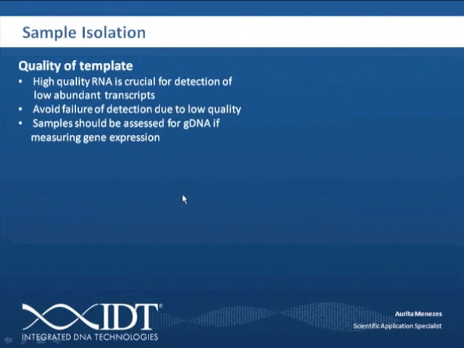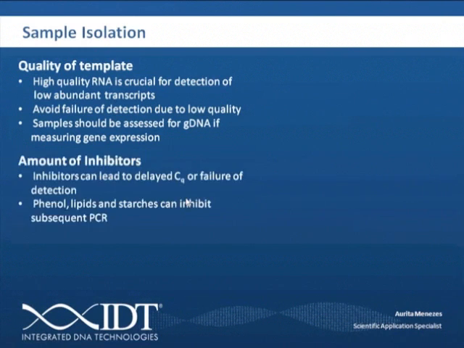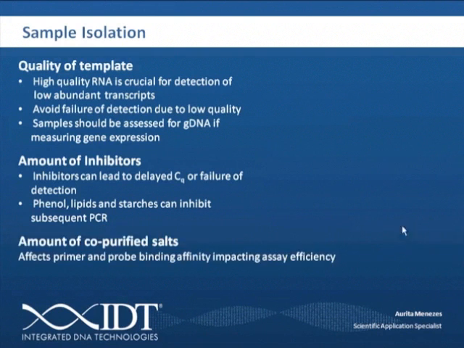Moving on to the RNA and reverse transcription aspects, the quality of the template is very important because you do not want to get a negative result because the quality of your RNA was not the best. It is especially important for low abundant transcripts. You also need to assess if you have genomic DNA in your samples, especially if you're measuring gene expression. Inhibitors can lead to delayed CQ values or you may not even get a CQ, so you need to be aware that phenol, lipids, and starches can inhibit subsequent PCR. And the amount of co-purified salts, of course, will affect primer and probe binding affinity.